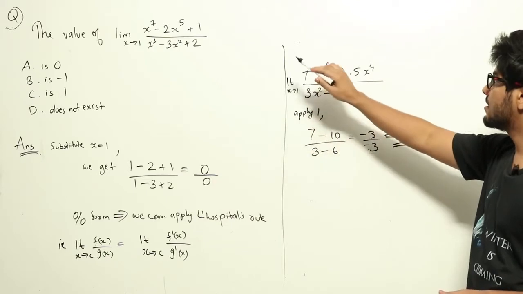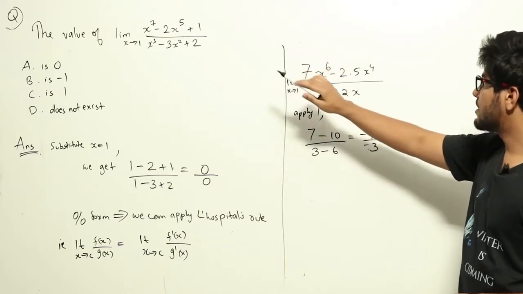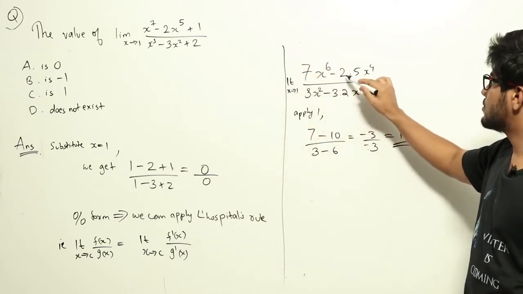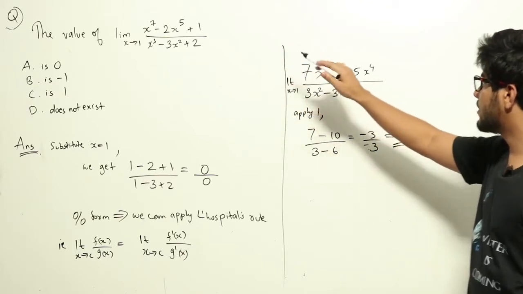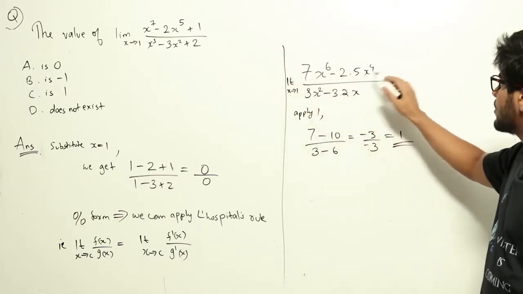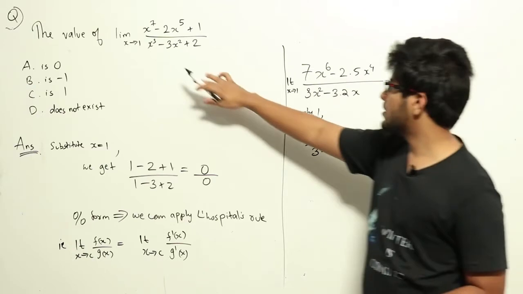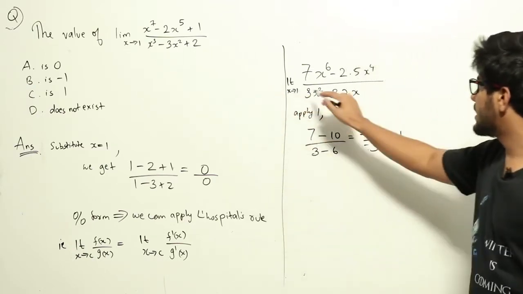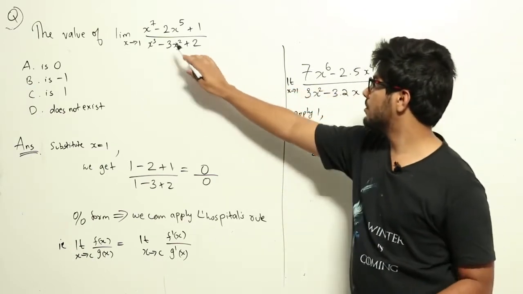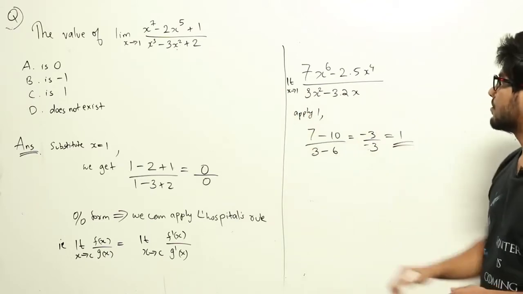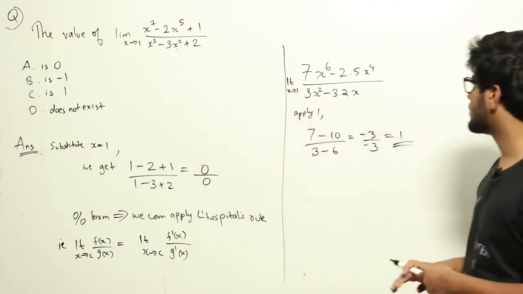Derivative of numerator is x power 7's derivative, 7x raised to 6, minus 2 into x raised to 5's derivative, 5x raised to 4, divided by, we'll take the derivative of the denominator, that is 3x square minus 3 into 2x. This will become 0.